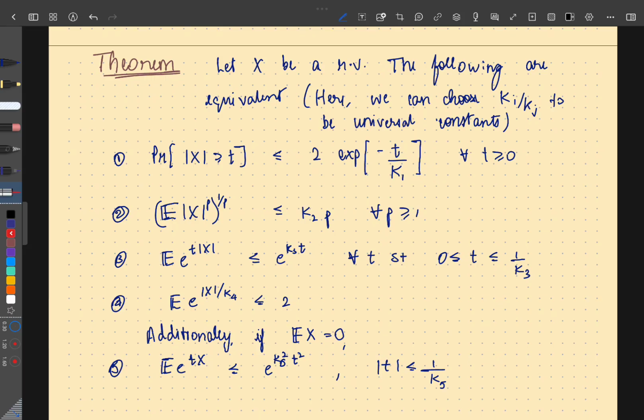But how does it decay as a function of t? Remember that k1 is purely dependent on the distribution. So it depends on the distribution of x. If you're looking at the tail decay of x times y, then this k depends purely on the distribution. But as a function of t, it still decays as e to the minus some constant times t.